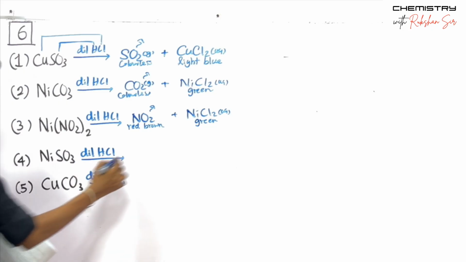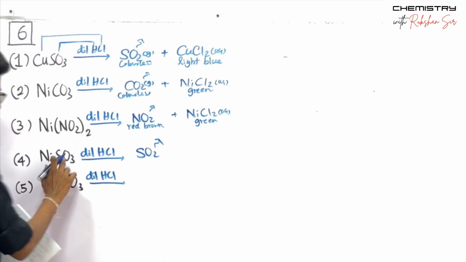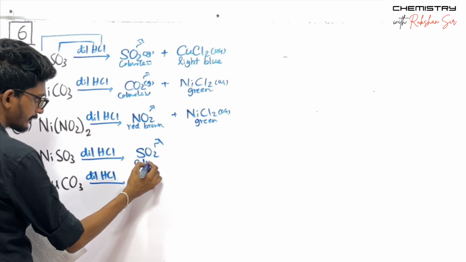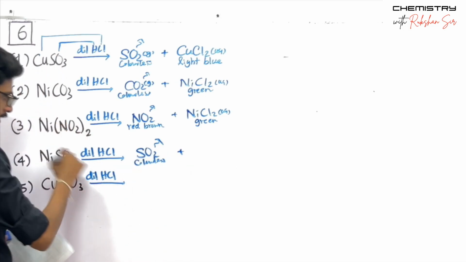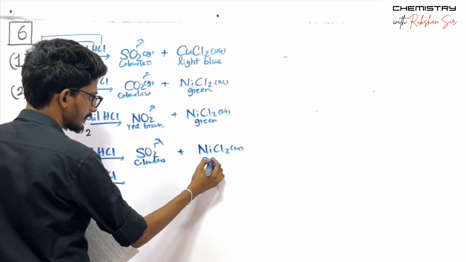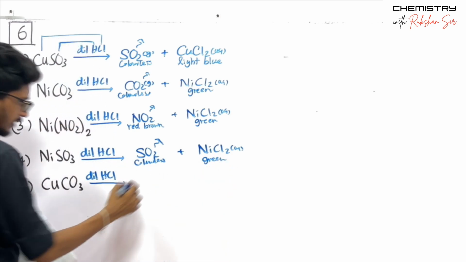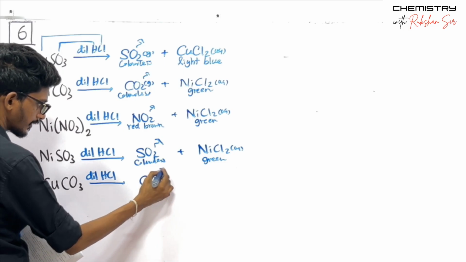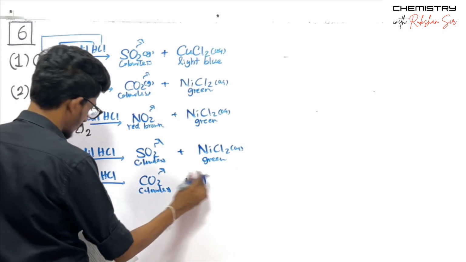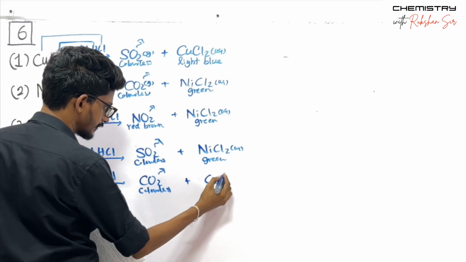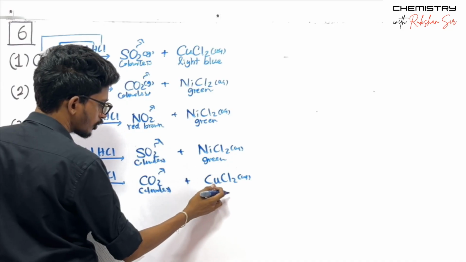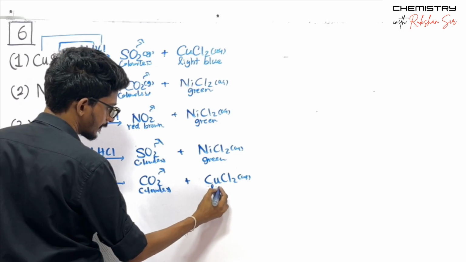So here as well, SO2 gas will release when reacting H+ with SO3 2-, right? And that is colorless, and your nickel chloride will produce green color. Here as well, CO2 colorless gas will release with some copper chloride aqueous solution. This again comes up with the color of Cu2+ ions, right? The Cu2+ aqueous ions are light blue.